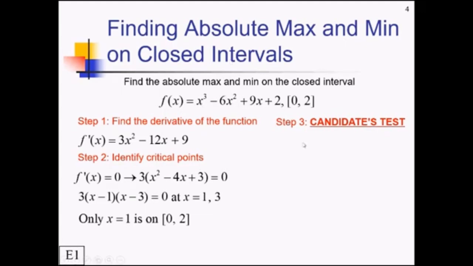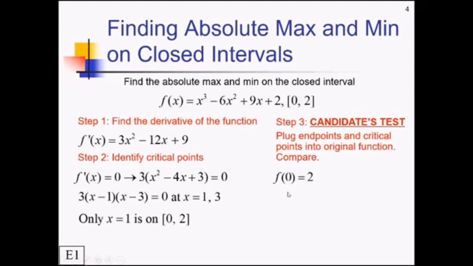So our max or min could be this critical value we found at x equals 1. It could also be one of the endpoints, 0 or 2. So we're going to plug the endpoints and the critical points into our original function and compare them. So let's start by testing out f of 0. That zeroes out everything except for the 2 here, so that's just 2.